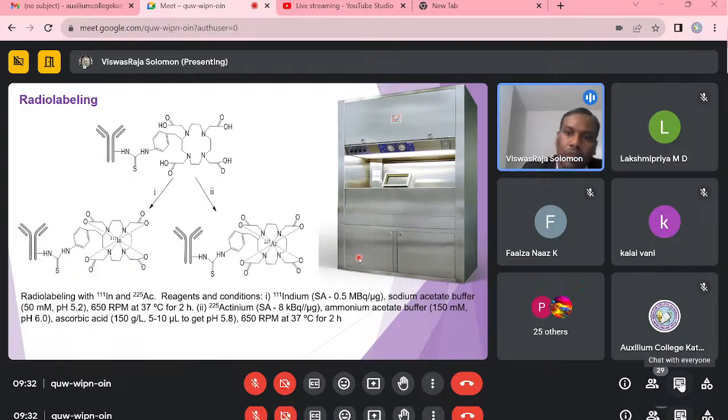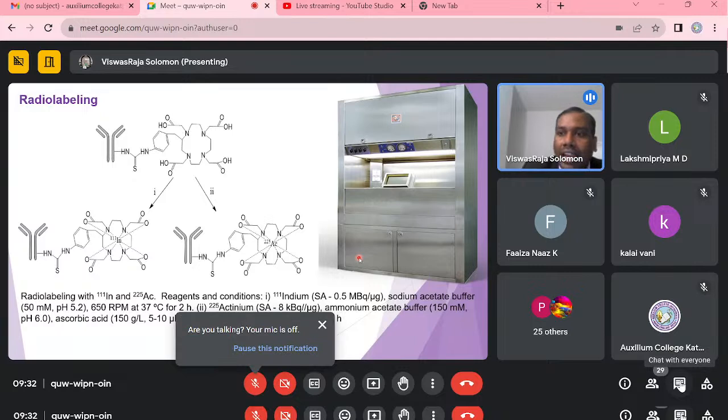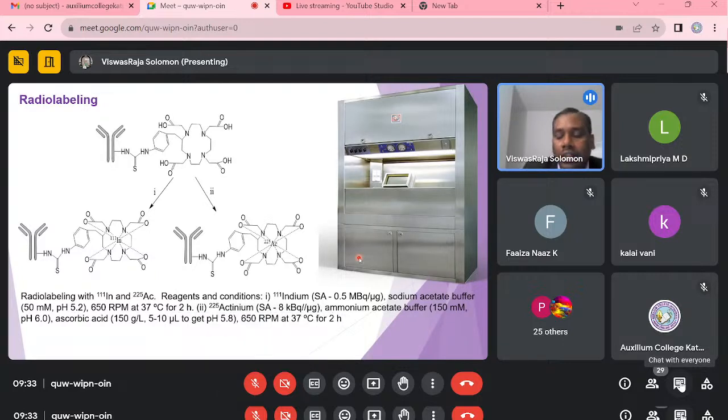In the ALARA principle, we have to apply some parameters. What are the parameters? We use time, shield, and distance. If the radiochemist wants to do this kind of work, we limit the time. Again, we use shielding like lead bricks, a lead cave, or a lead shield. And we make sure of proper distance to avoid unwanted radiation exposure.